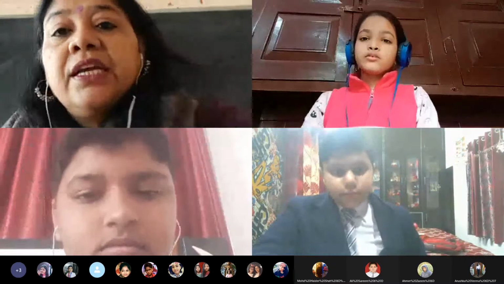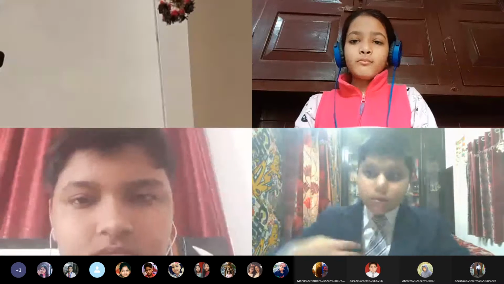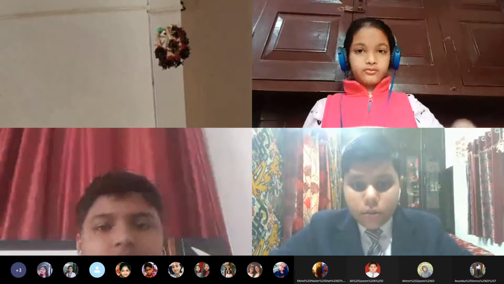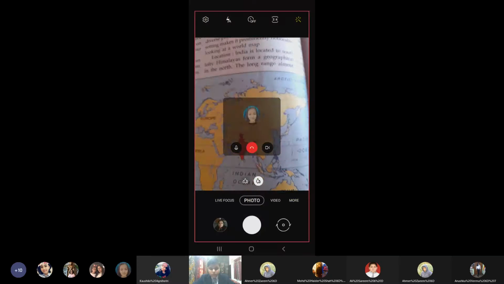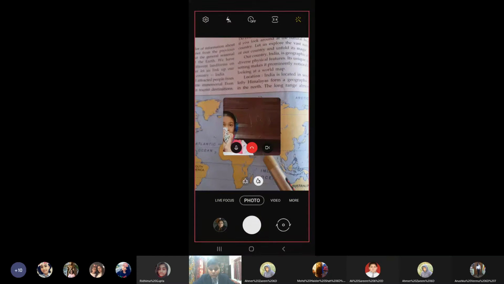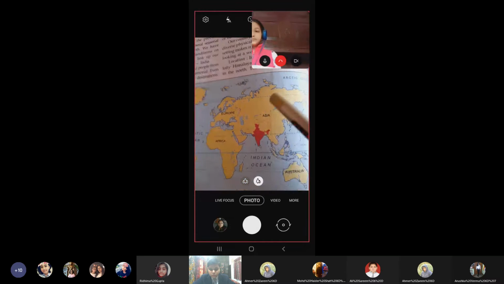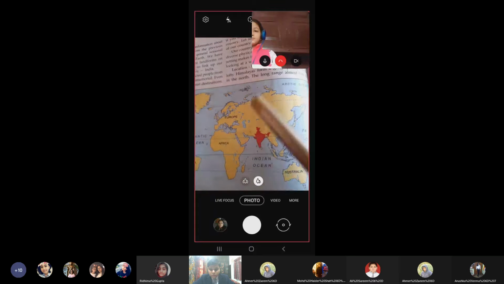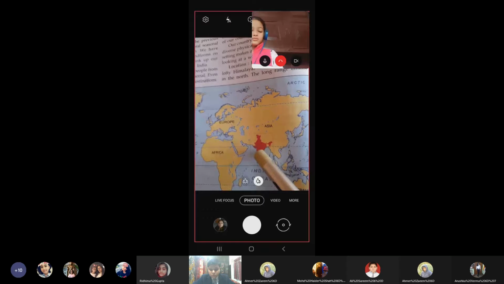If you see the picture here, wait a second, I'll show you again. If you see the picture here, you'll see that India is in the southern part of Asia. This is Asia and India lies in the south. This is north, this is south. So India lies in the southern part and it is also called the Indian subcontinent.